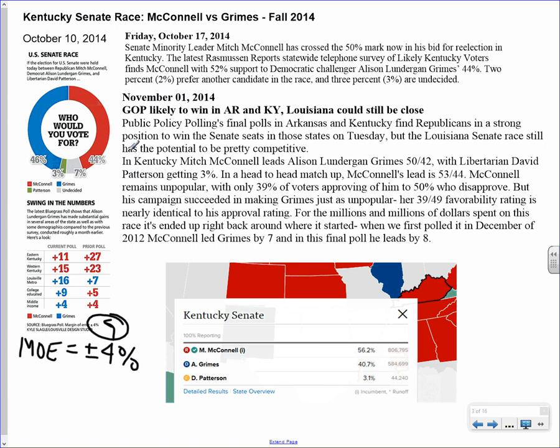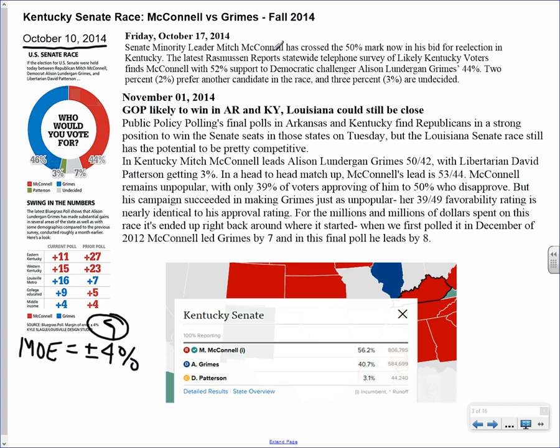Looking back here, we saw on October 10th, which was about a month before the race, this poll showed that 46% were going to vote for Grimes and 44 were going to vote for McConnell. Now this was kind of a big deal because this was one of the first polls that showed that Grimes might actually beat McConnell. And so a lot of people referenced this poll and said, well, look at this. We see that Grimes overtook McConnell by 2 points in this little poll. And so, maybe she is going to win.